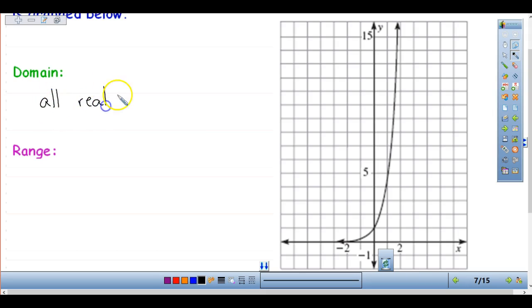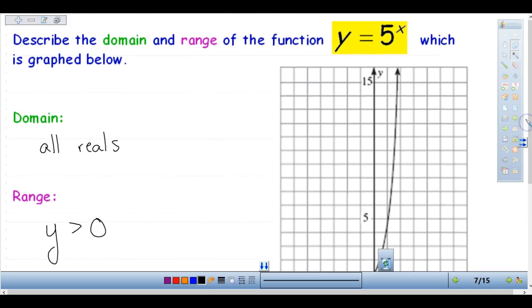The domain did turn out to be all reals again. You can put any number in for x. This continues off to the right. It goes off to the left. And your range is y is greater than 0. Again, it doesn't cross that line there, and it actually doesn't touch. It looks like it pretty much does, in that it's getting close.